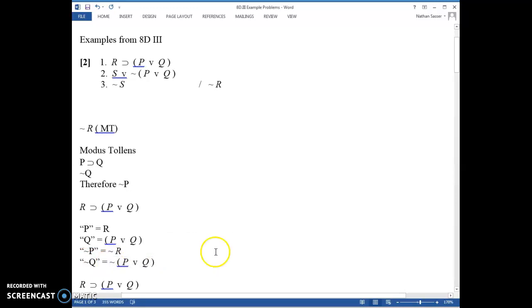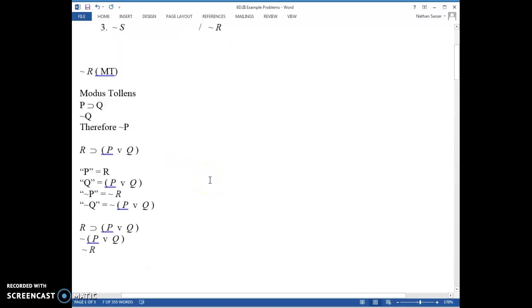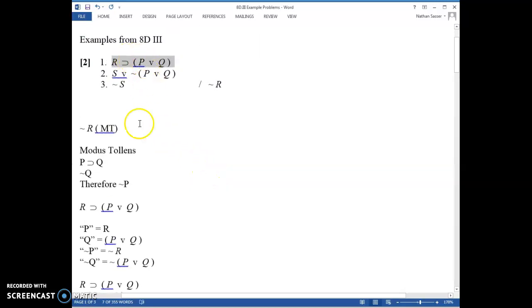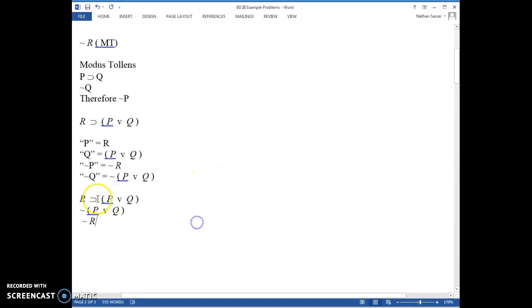That means that if we want to apply modus tollens to this conditional premise, if we want to come up with an argument that starts with this as a premise and make it a modus tollens argument, here's what it would look like. If R, then P or Q, that's what we were given. Instead of not Q, we've got not P or Q, and then the conclusion would be therefore not R.